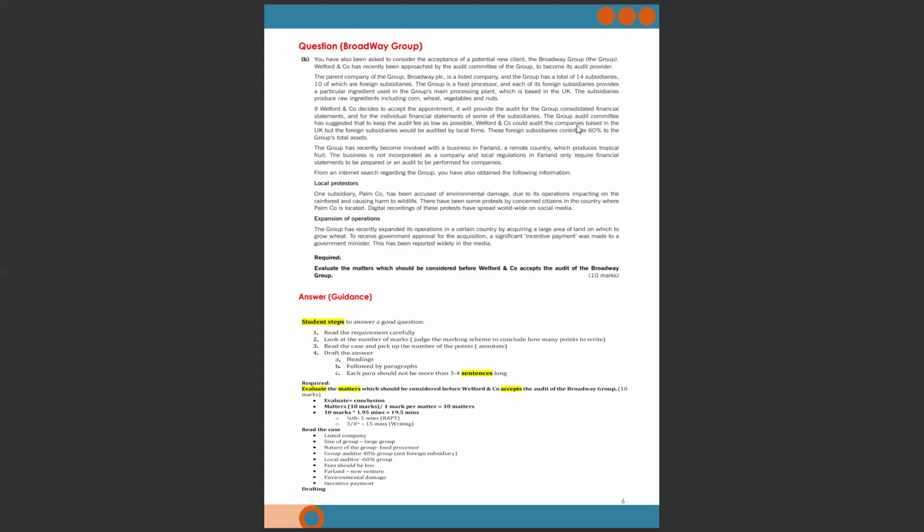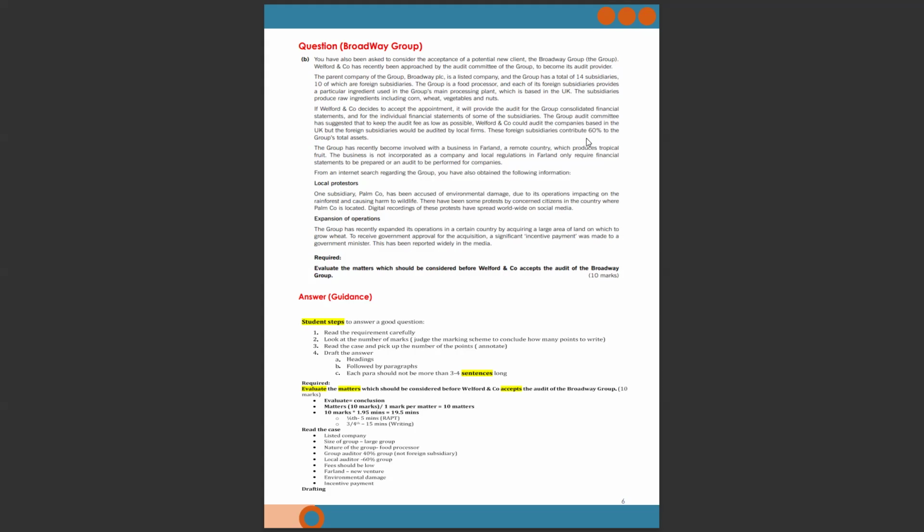Welford and Company could audit the companies based in the UK, but the foreign subsidiaries would be audited by the local firm. No problem if the foreign subsidiaries are still audited by the local firm, but still we are the parent auditor. We have covered this topic in our block one: if the foreign subsidiaries are audited by a local firm, then as the parent auditor, it is our responsibility to check the local auditors' or component auditors' work. We can't rely on the component auditors' work. These foreign subsidiaries contribute 60% to the group's total assets. It means it is a significant subsidiary.